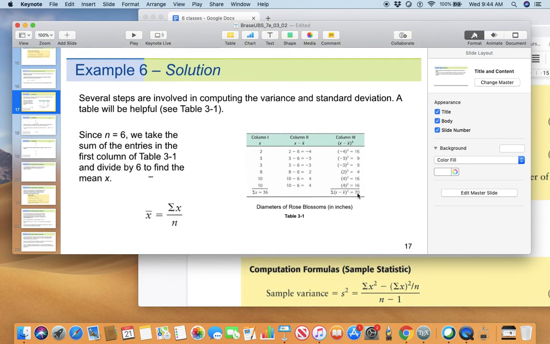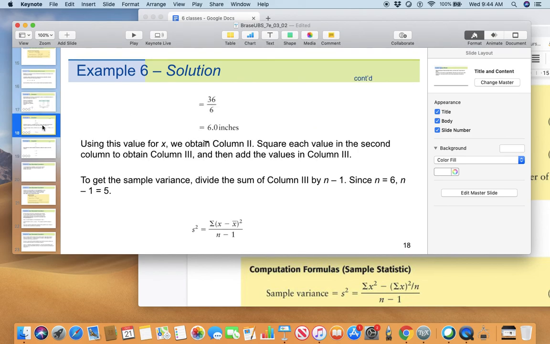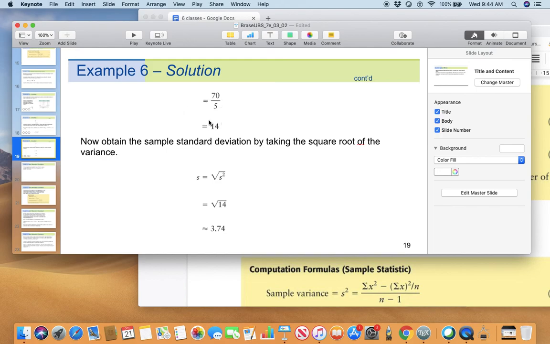All right, okay. Once you have added, you are going to divide by n minus 1. 6 minus 1, 5. So for variance, you have added all the squares of the differences. You are going to divide by 6 minus 1. That's a 5. So that is your variance. Sample standard deviation is simply square root of the variance. Okay, approximately 3.74. So notice you are going to use calculators most of the times.